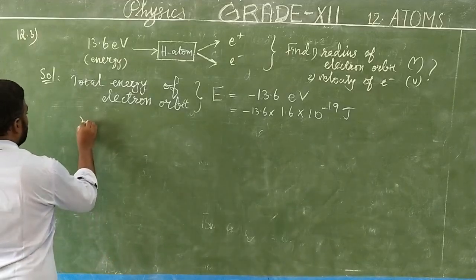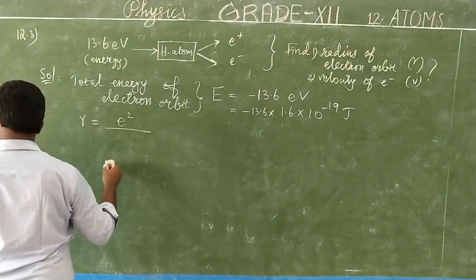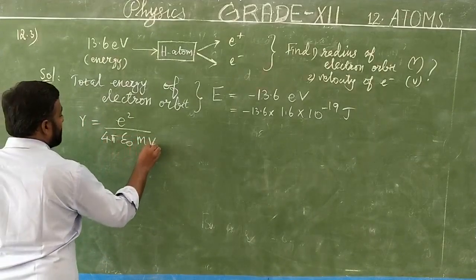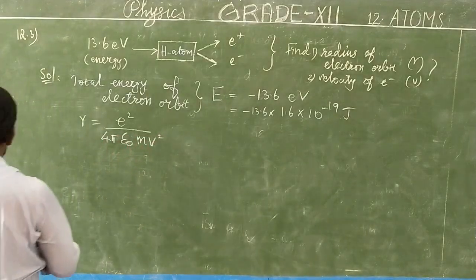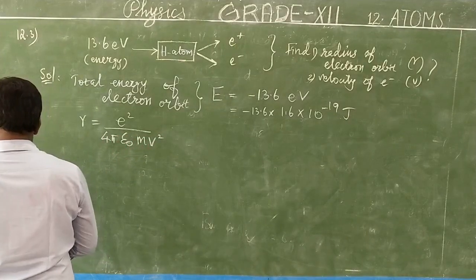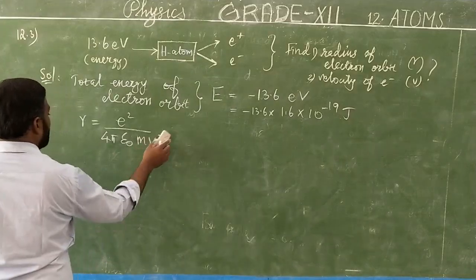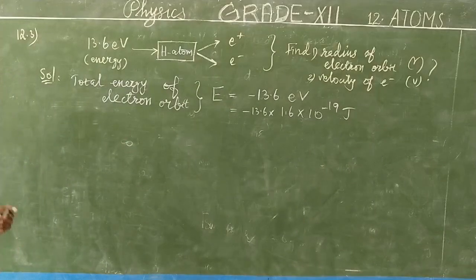What is the radius value? The radius R is equal to e square by 4 pi epsilon naught into m v square. This is the formula, but to find the velocity only we are going to use it. The relation between energy and the radius is inversely proportional.